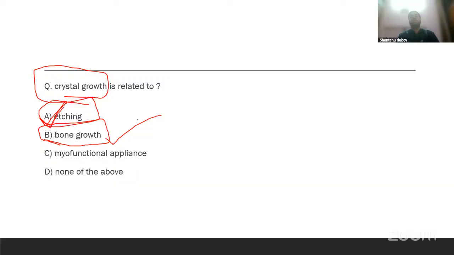When we are using laser, in that case we see crystal growth, so that is a technique which is associated with etching. If there is no etching in the options, go for the answer which I asked you in the previous question and we answered as bone growth. But if etching is present, go for etching. So that is the correction of the previous question.